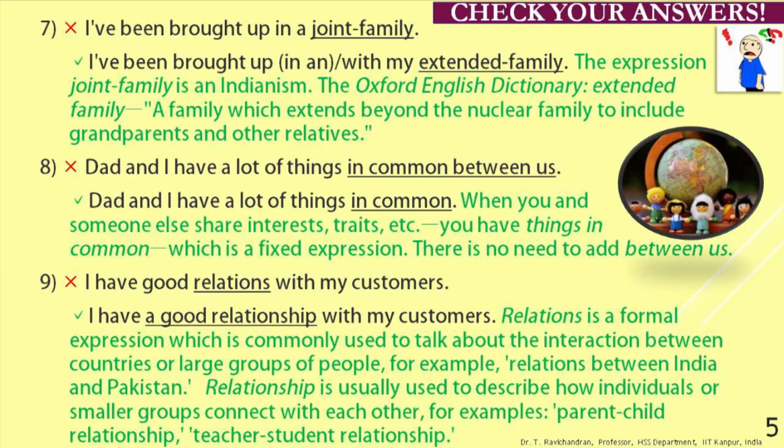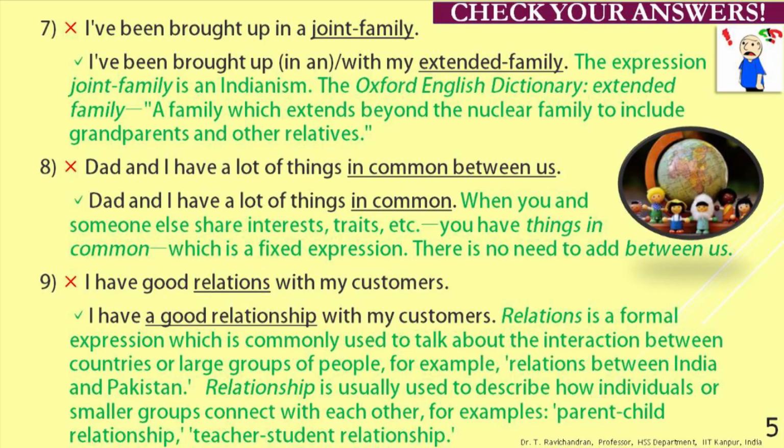The eighth one, dad and I have a lot of things in common is the correct form, not in common between us. Normally we say we have a lot of things in common between us. So, that is redundant, that between us. Especially when you and someone else share interests, traits, etc., you have things in common. It is a fixed expression. There is no need to add between us.